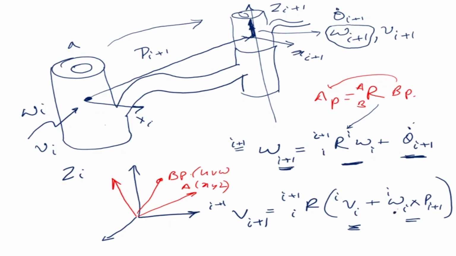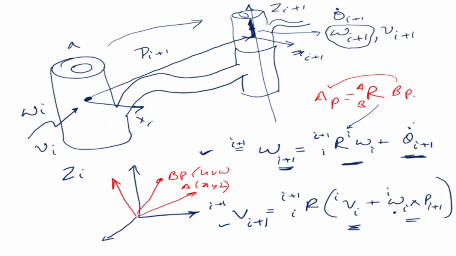So this one gives us the motion of the angular velocities in the forward direction, and this gives us the linear velocity motion in the forward direction. These two equations we are going to use to find out how the velocities are moving from one frame to the other frame. Now let's look at a very simple example where we'll try to understand how these velocities are propagating from link to link.